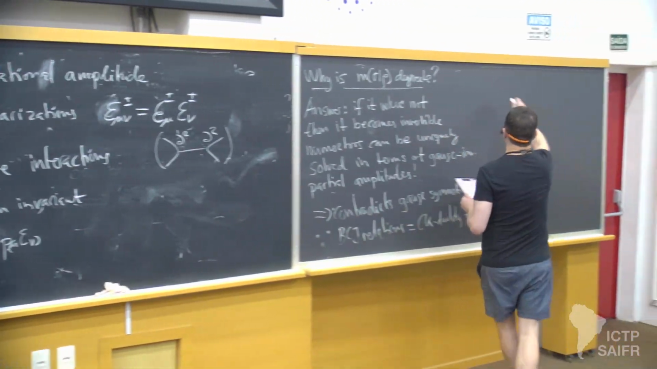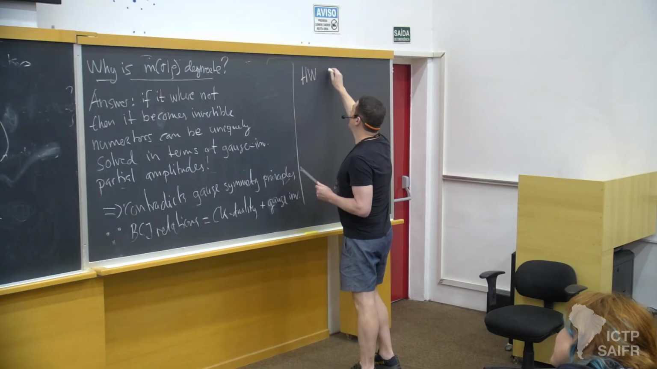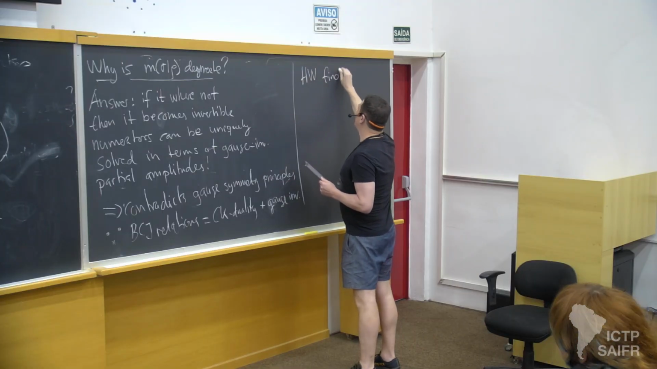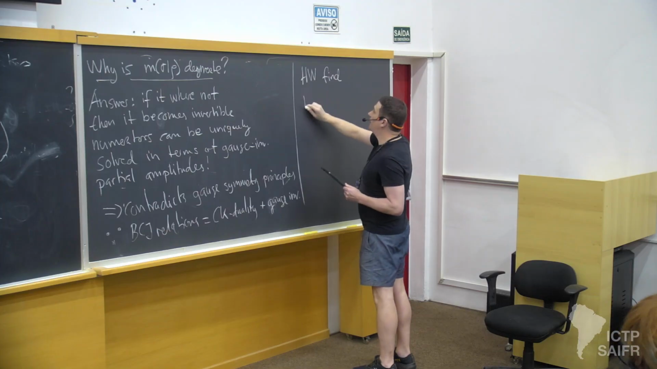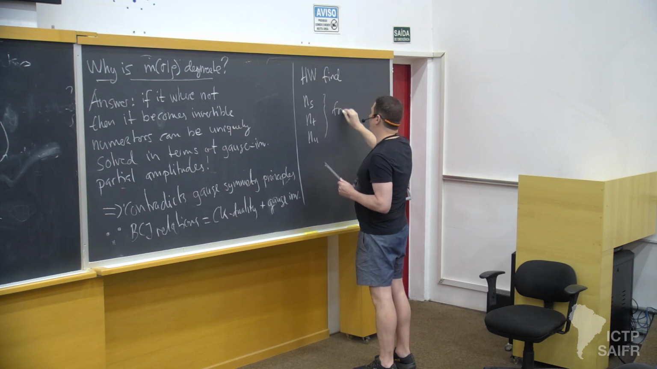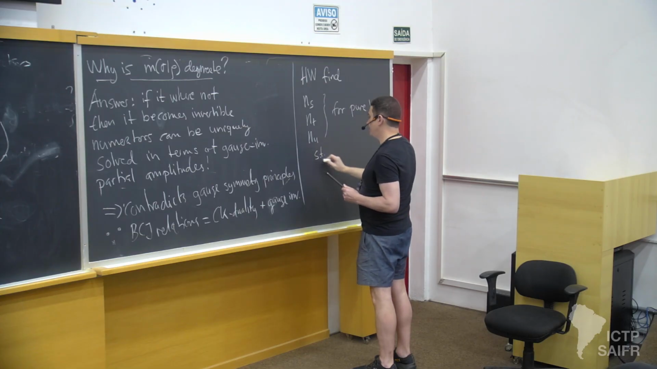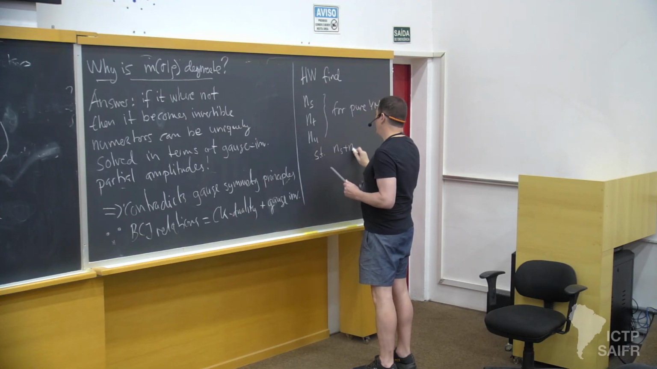So homework: find N_S, N_T, and N_U for pure Yang-Mills, such that N_S plus N_T plus N_U is equal to 0.